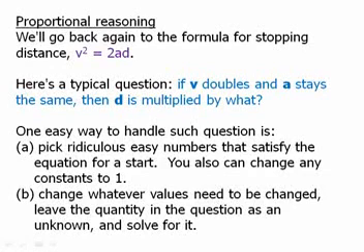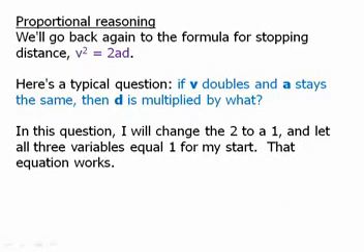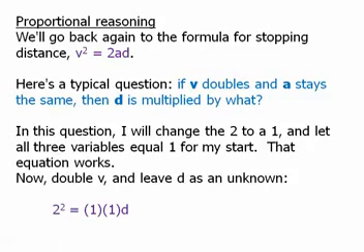So here we would set v equal to 1, 2 equal to 1, a equal to 1, and d equal to 1. And then we'll change whatever values need to be changed and leave the quantity in the question unknown and solve for it. So for example, in this question, I will change everything to 1. I will even change that 2 to a 1 and let all three variables equal 1 for my start. That equation works. That would just be 1 squared equals 1 times 1 times 1.